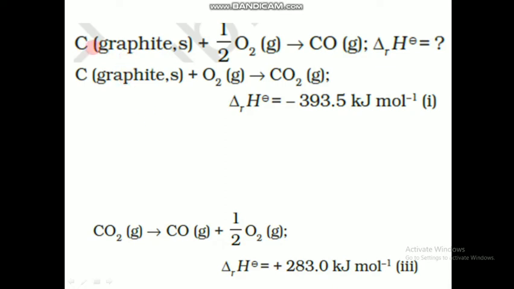So here we get the partitioned or split equation of this particular single equation. Carbon plus half O2 gives CO. So that we have split into two. Carbon plus O2 first gives CO2, and then CO2 is decomposed to form carbon monoxide. And in both cases we have two enthalpies, which are negative 393 and positive 283.